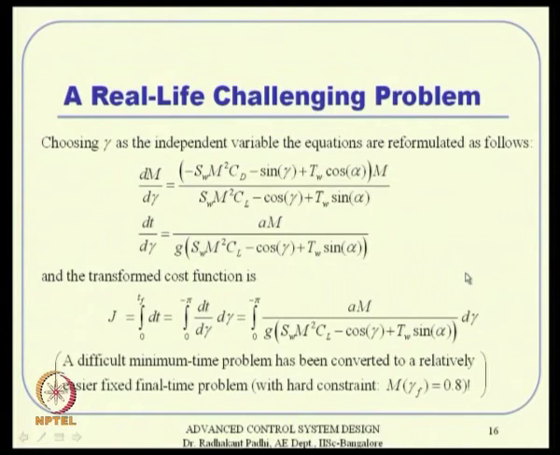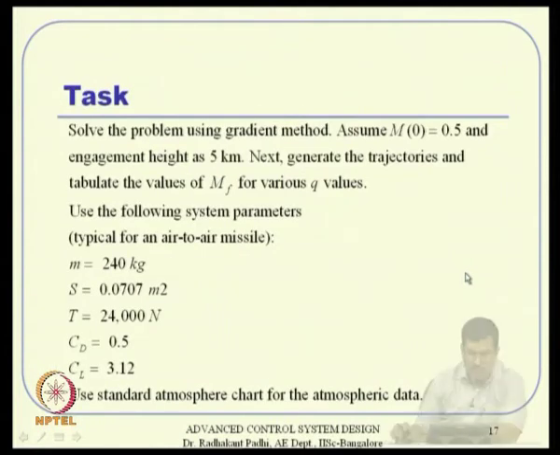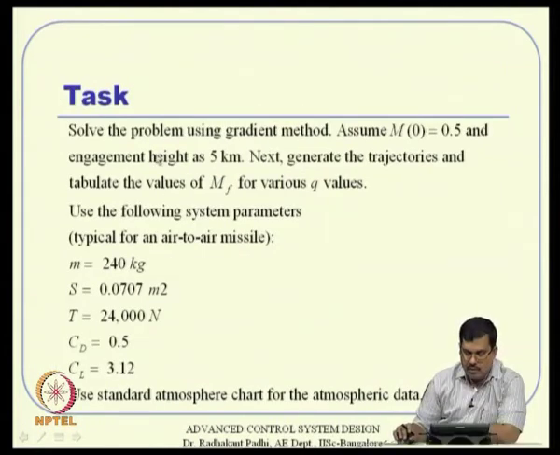Now, you can use your generic theory and try to solve this problem, and this is a task that I am giving you. If you are interested in solving this, the task is to use the gradient method and try to solve this problem for an initial Mach number of 0.5 and an engagement height of 5 kilometers, things like that. And you can finally take some of these parameter values, which are again representative numbers, just to have a feeling of what is going on, certainly not with respect to any particular vehicle per se.